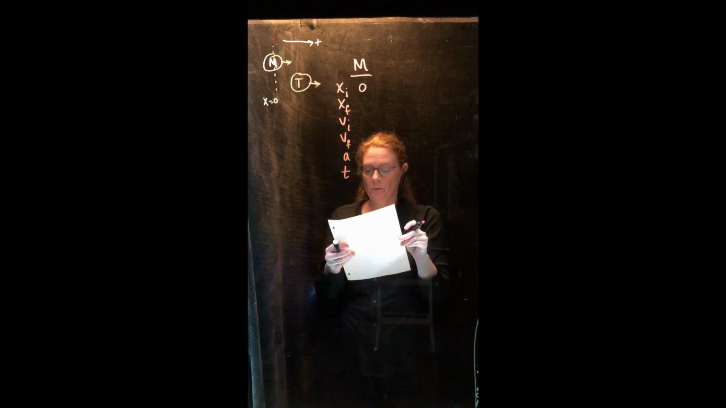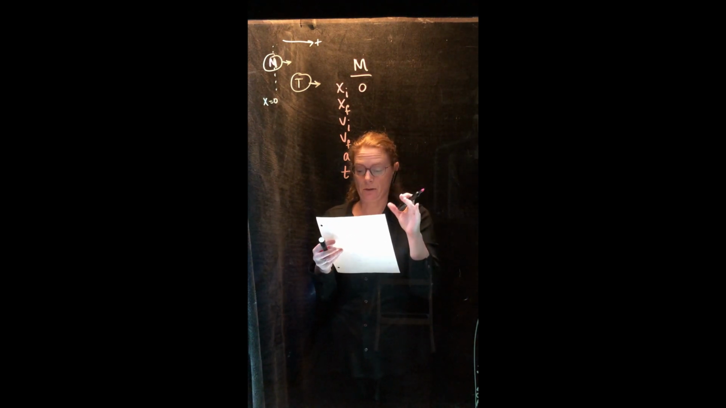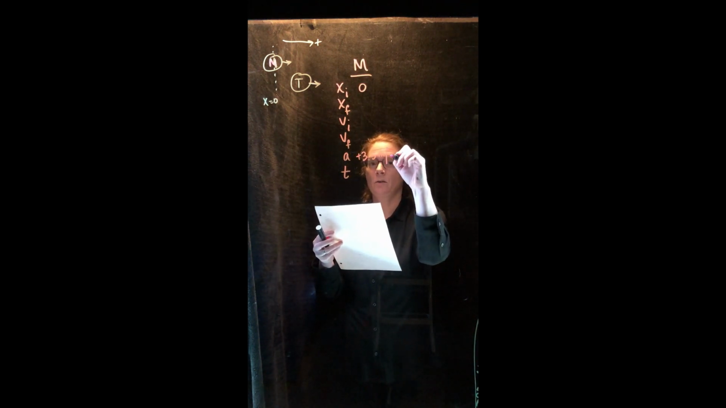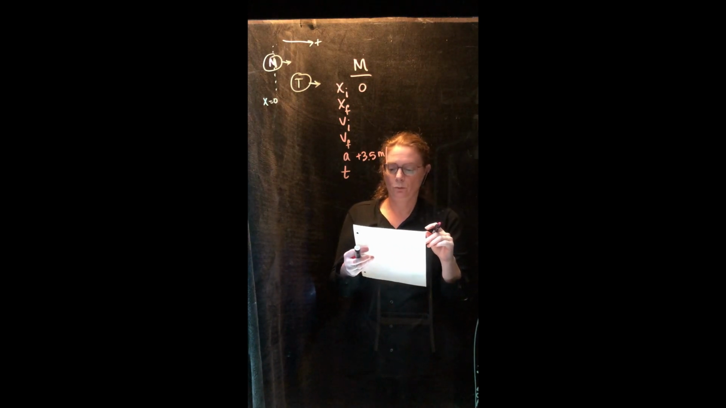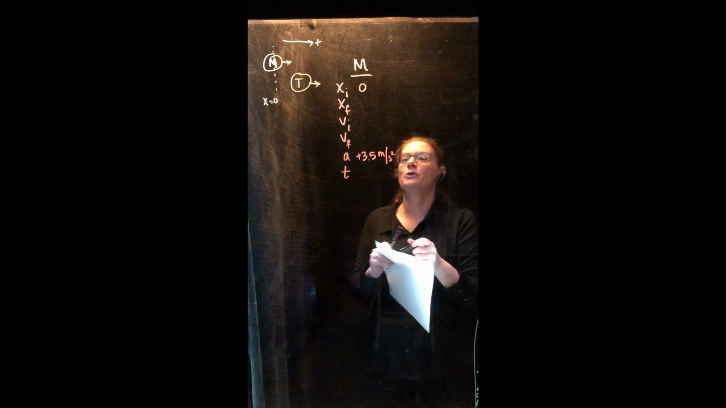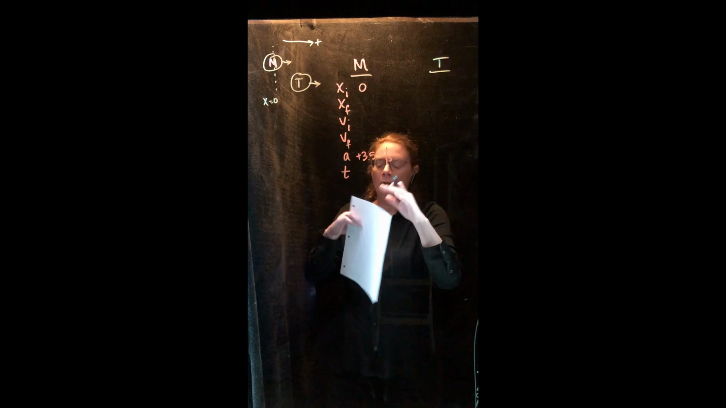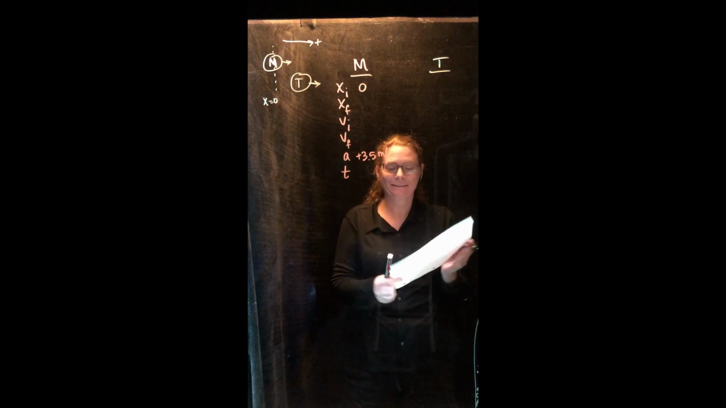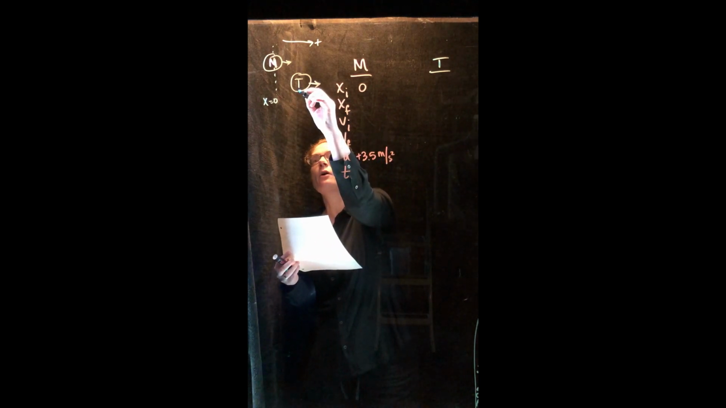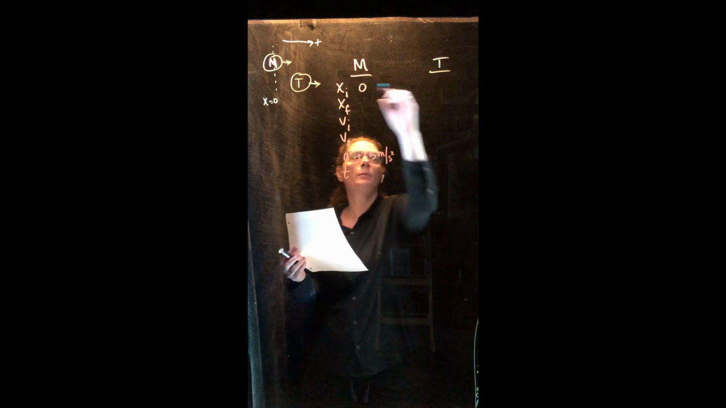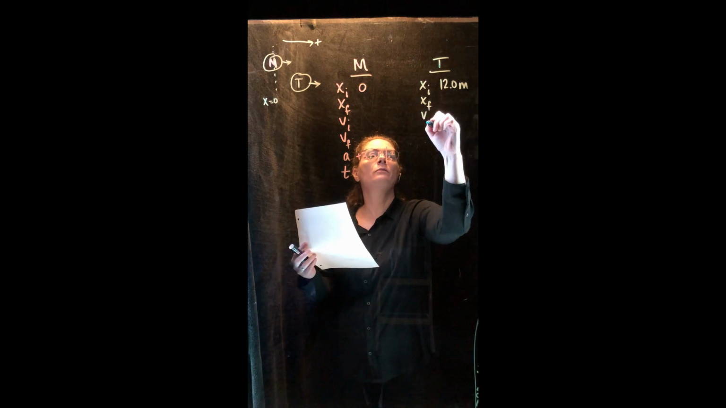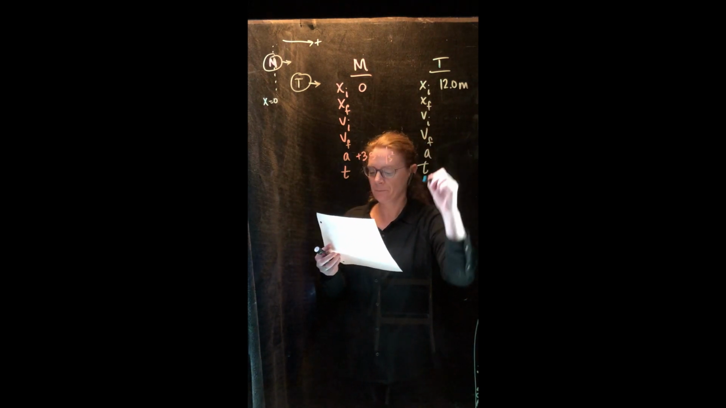At some point, it's going to pass the tractor. We have an acceleration of 3.5 meters per second squared. That's about all we know for the cycle. All right, how about for the tractor? What do we know? The tractor starts out 12 meters ahead, so there's a 12-meter difference between these two objects, which means this thing starts at 12. X final, V initial, V final, A, T.